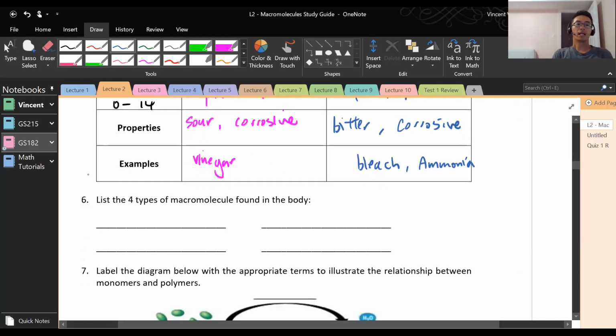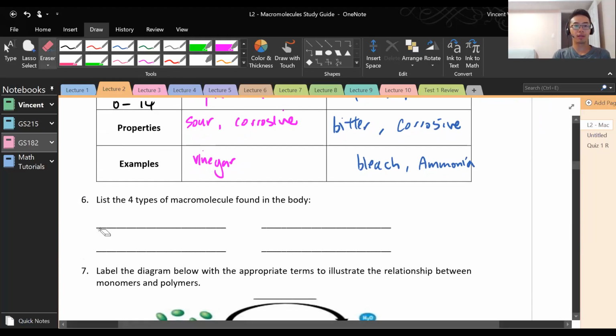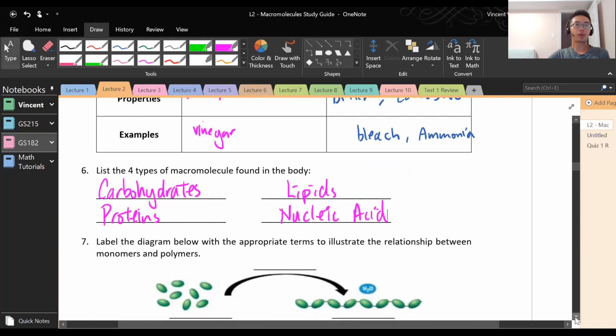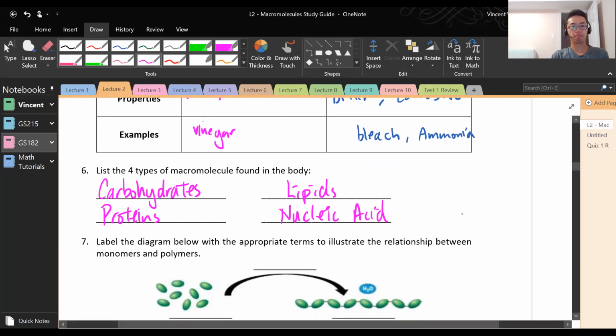Finally, some biology. List the 4 types of macromolecules found in the body. So I told you already, right? We have carbohydrates, lipids, proteins, and nucleic acid. Okay. So there are different types of carbohydrates, different types of proteins, so on and so forth, and we're going to go through the study guides and review them. All right.